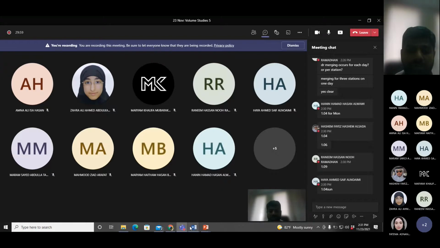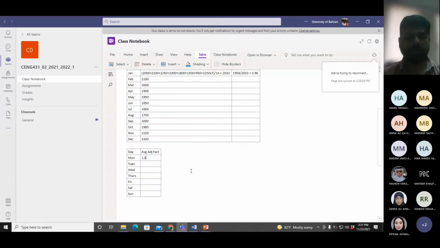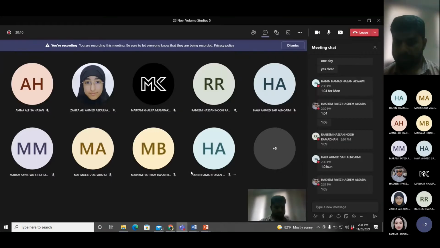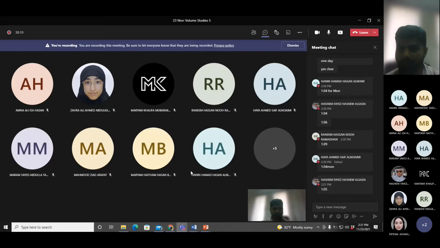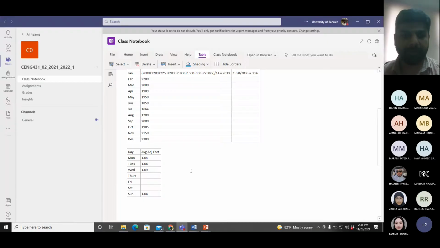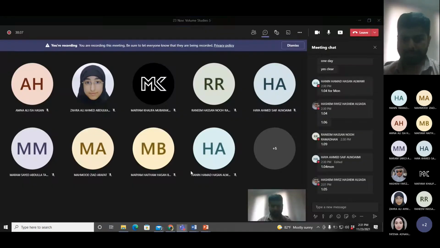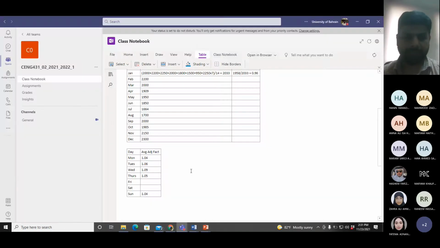Okay, 1.0406, 1.04, 1.09, Sunday is 1.04. I used to have students, so the classes starting from Monday, they will start from Sunday, from the bottom. Okay, so they were always giving me new values. 1.05 is for which day? Thursday. Okay, then Friday and Saturday.